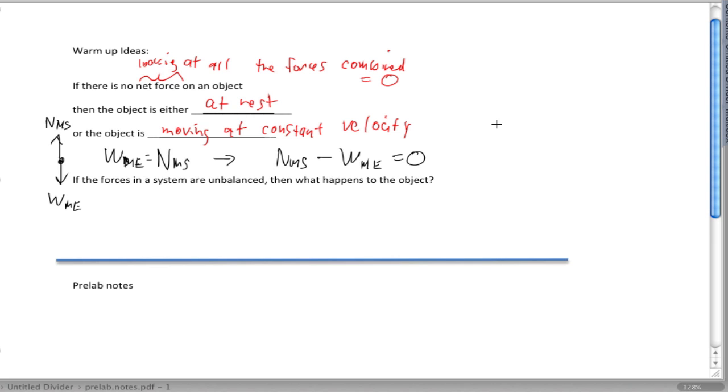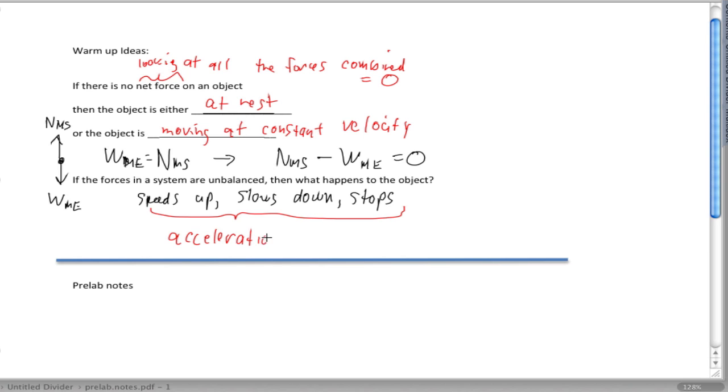Through a little bit of thought and thinking about our lab and looking at what we did, what we realized is that in a system where forces are imbalanced, what happens to the object is that it speeds up, slows down, or it stops. And the thing in physics is, you might think, if we were speaking casually, that speeding up is accelerating, slowing down is decelerating, and stopping is just stopping. In physics, we give this one word. We call all three of these things acceleration.